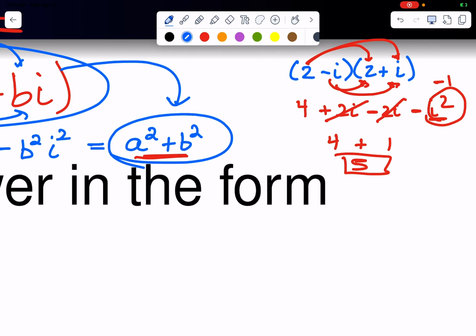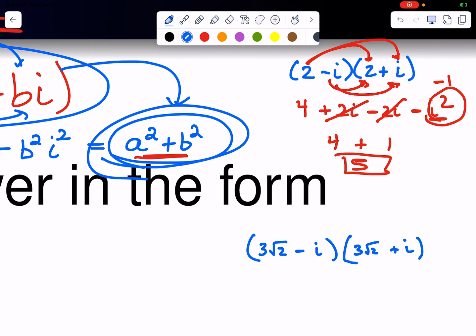If you're really good at it, you start to say, oh my gosh, this is awesome. All right, let's go: 3 root 2 minus i. What's the conjugate of 3 root 2 minus i? 3 root 2 plus i. And if you're really good, you just cheat. You don't even do the whole FOIL.